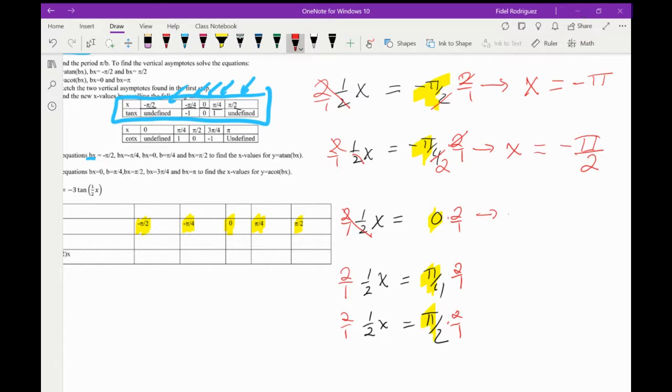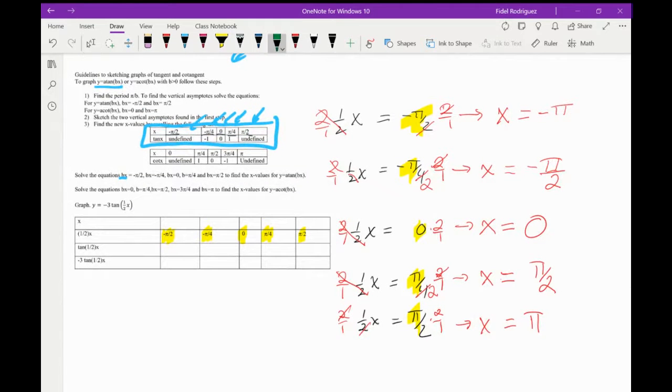These 2's are going to cancel. Anybody know what 0 times 2 is? There you go. Those 2's are going to cancel. This 2 and that 4 will reduce. That should just be a positive pi over 2. And then these 2's will cancel. And that should just be a positive pi. Right? All right.